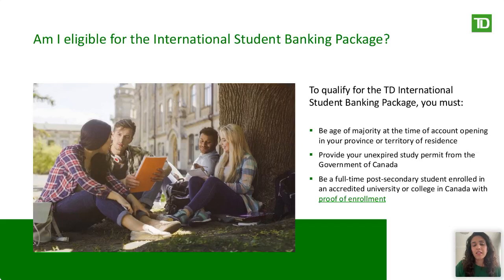So as it's mentioned in this slide, you need to be a full-time post-secondary student, enrolled in one of the programs, and your study permit has to be valid, and then that makes you eligible. And of course, you need to be of the age of majority at the time of account opening. That's very important as well.